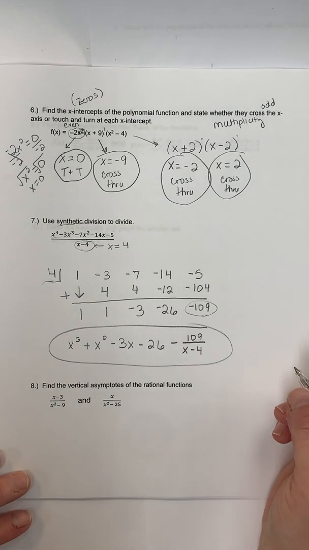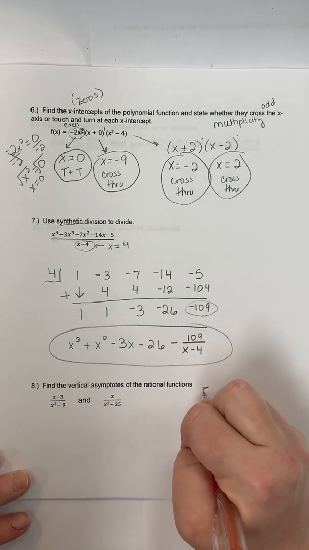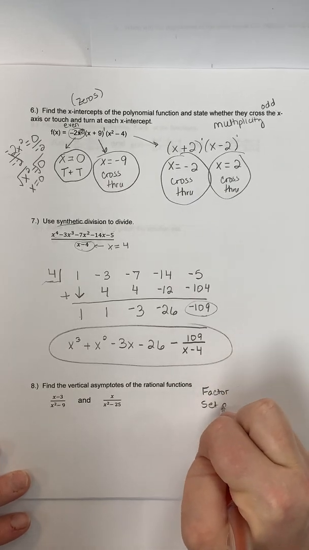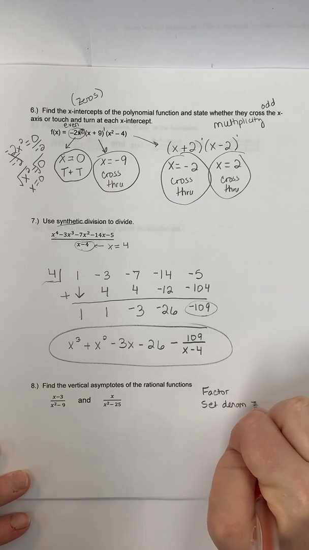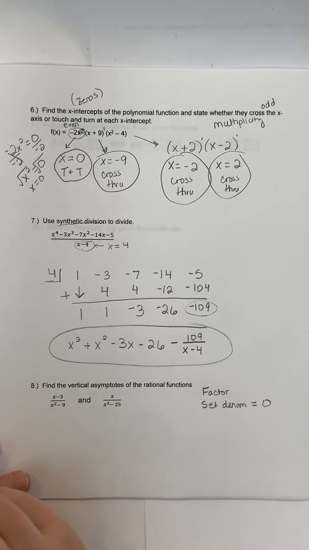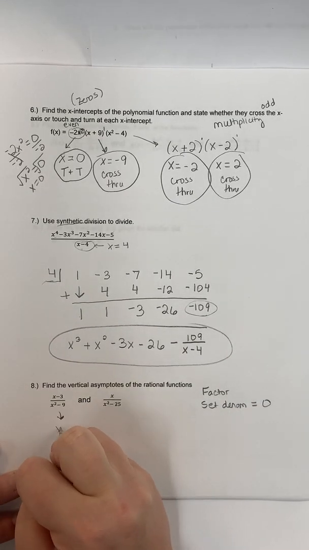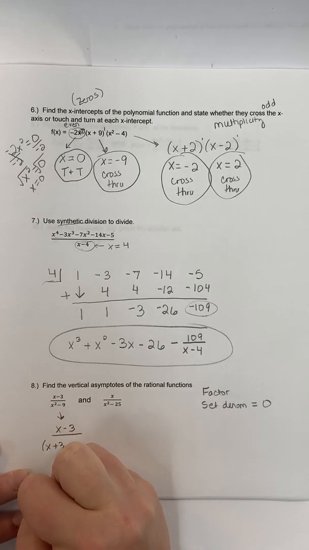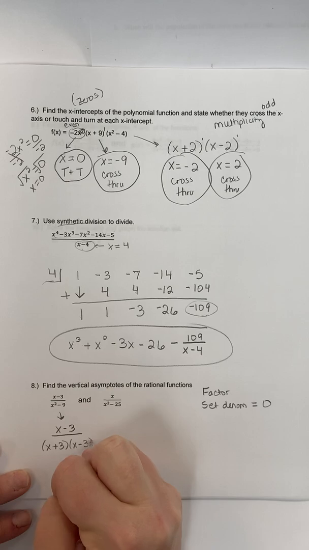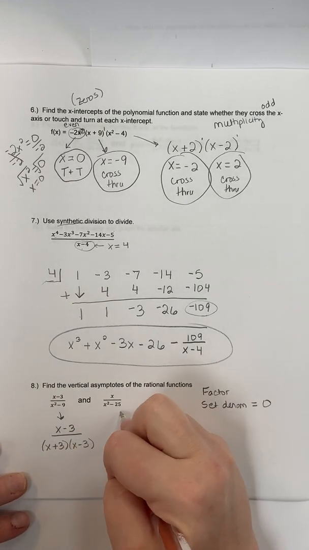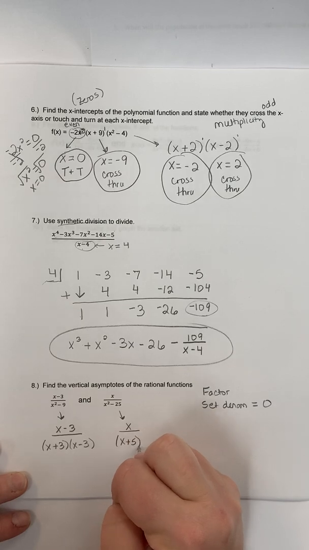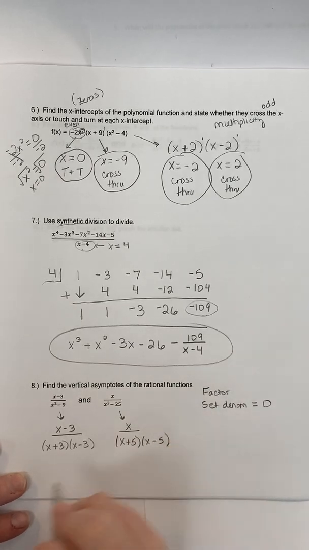To find the vertical asymptotes, the first thing you're going to want to do is factor, and then set your denominators equal to 0. Okay, so let's factor this one first. We have 2 little problems here to do. This denominator is a difference of squares, so there, we factored it. Just so happens this denominator is also a difference of squares.